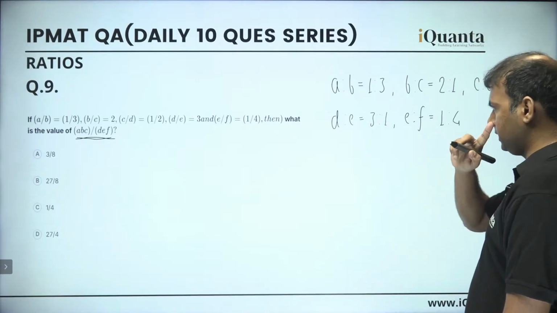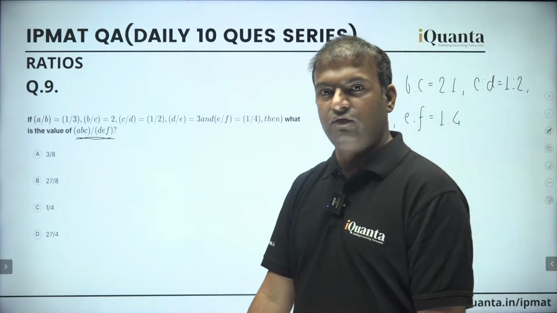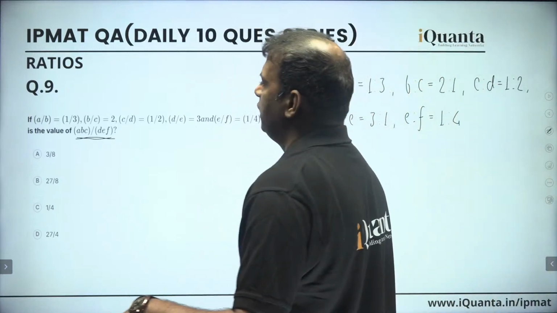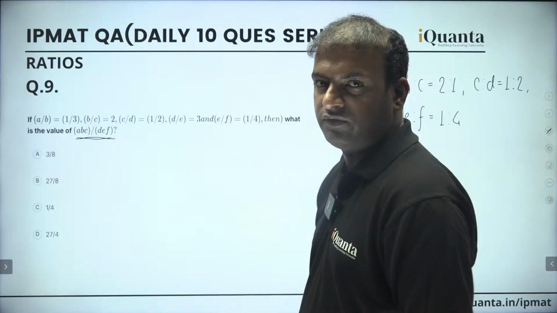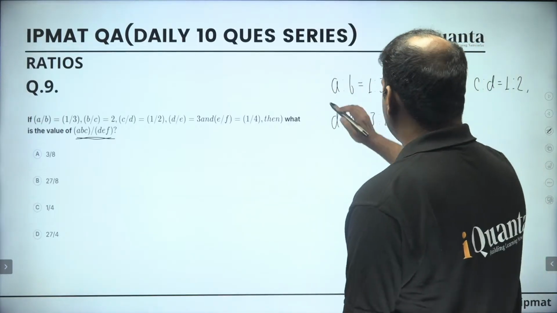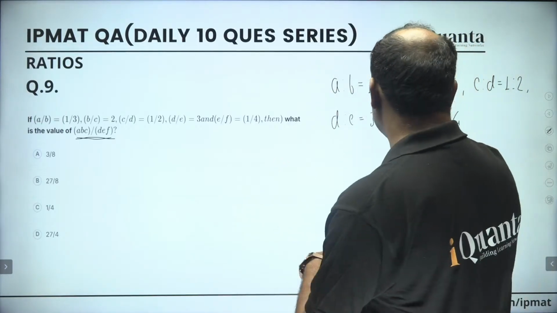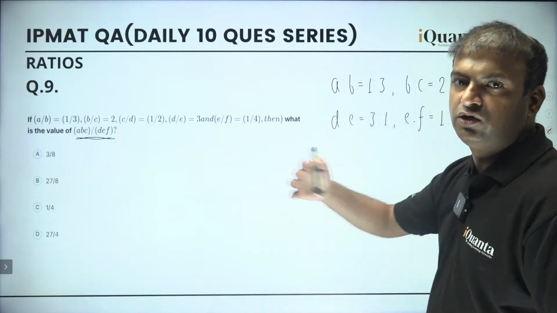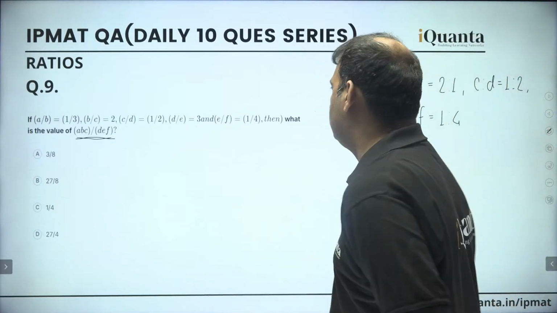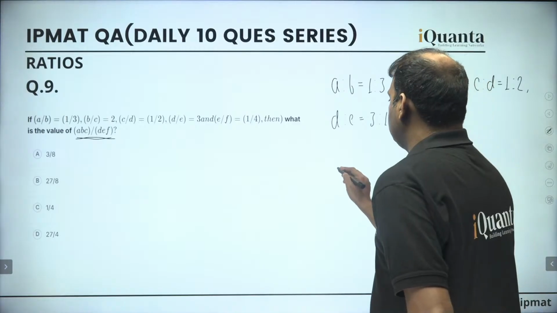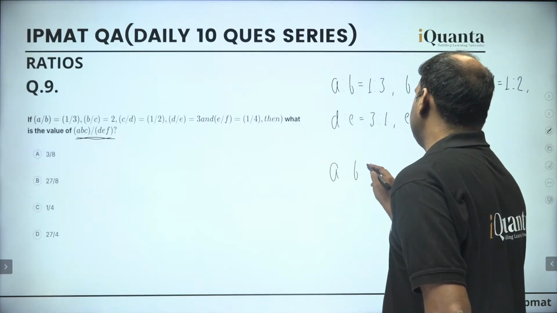Now, they're asking the value of ABC upon DEF. Let's try to find a relation which involves all of A, B, C, D, E, F, right? How? Obviously, we'll do it one by one. First, we'll start with A, B, C, and then we'll add D into it, then E, and then F, like this.